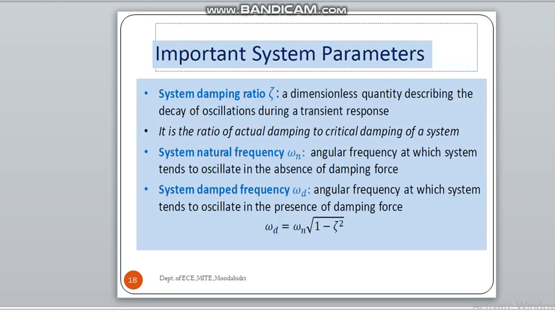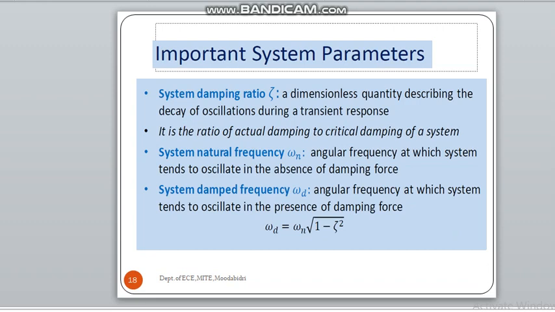The system damping ratio is denoted by zeta. It is a dimensionless quantity describing the decay of oscillations during a transient response. We know that the output response contains a transient response and a steady state response. This transient response contains oscillations, and they keep on decaying, and finally it goes to steady state, so there will not be any oscillation. That part is called steady state.